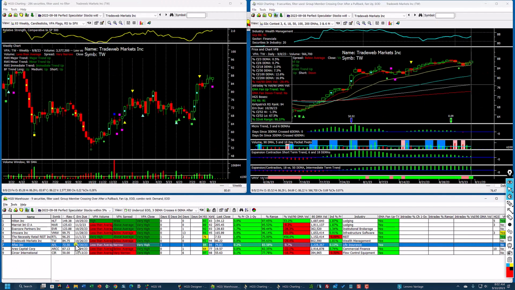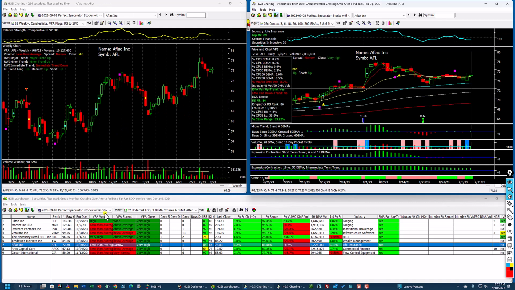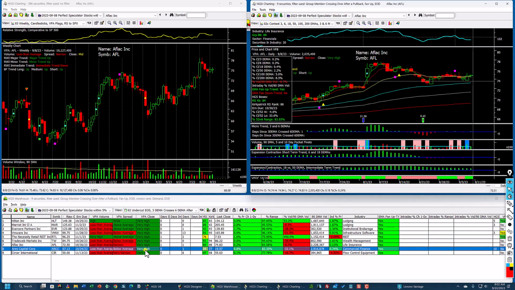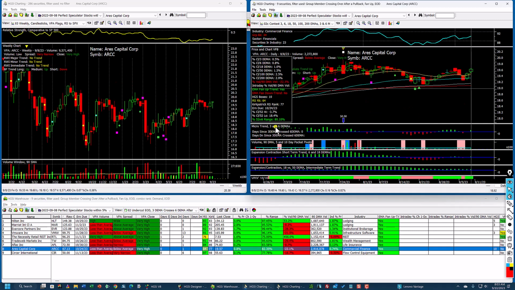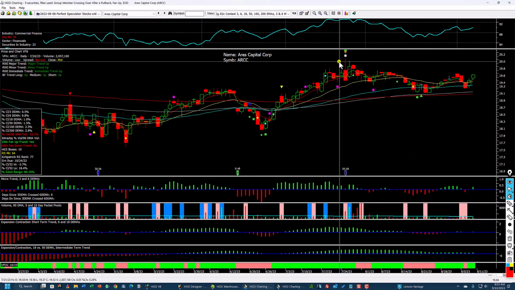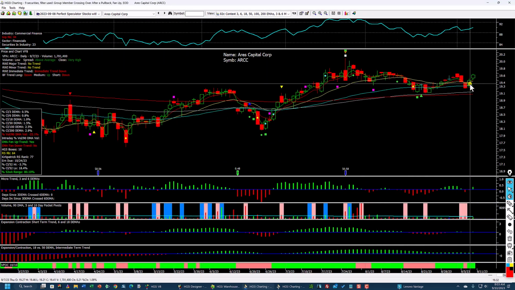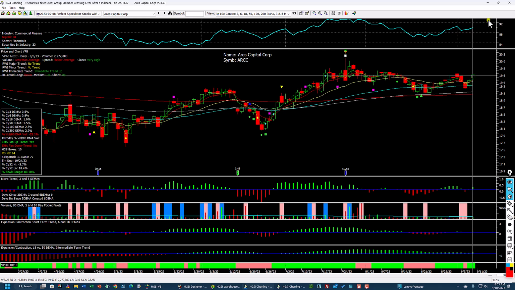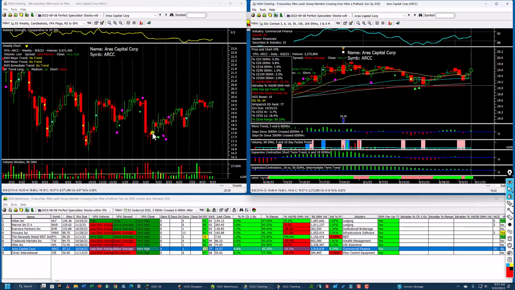Remember, I'm in the Perfect Speculator stocks. These stocks are within 5% of their 52-week high. Aflac Insurance, setting up. Ares Capital. Yeah, it's got some resistance here, but it is setting up. Notice how tight the moving averages are, the weekly chart. Don't like the weekly chart as much.